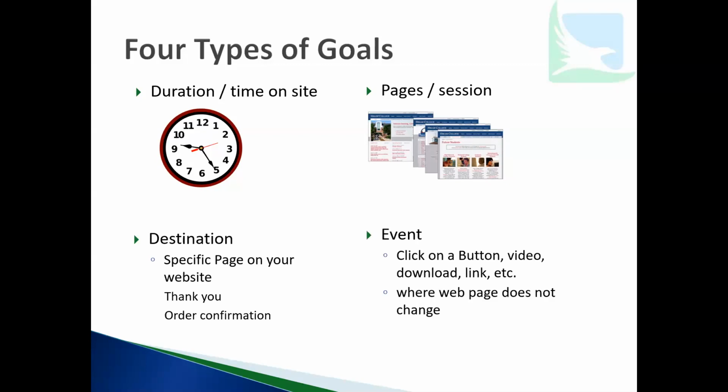And the final goal type is an event goal. Now, I'm not going to spend much time on events at all because they are trickier. What they are for is they're almost the exact opposite of a destination goal. Sometimes when you click a button on a website, the URL or the page does not change. And when the page does not change, you have what's called an event.